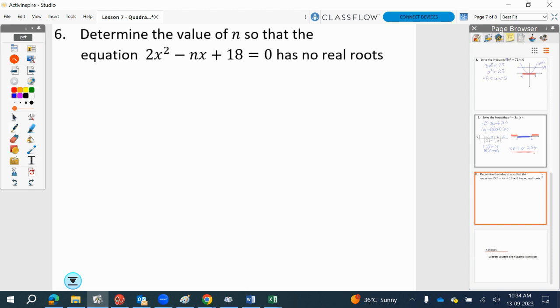All right, let's have a look at our solution here. What does no real roots imply? The discriminant is less than 0. If you remember from last year, if the discriminant is less than 0, you've got no real roots. If the discriminant is equal to 0, you've got two real and equal roots. If the discriminant is greater than 0, you've got two real and different roots. And looking at the graph perspective, it doesn't touch the x-axis when there are no real roots.